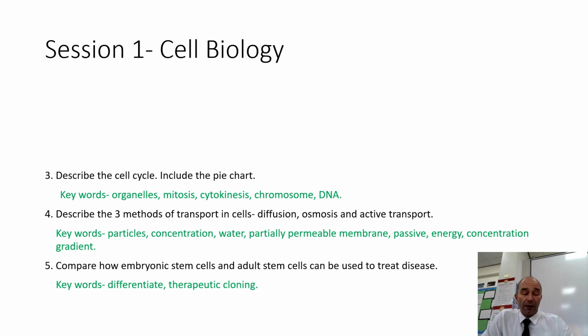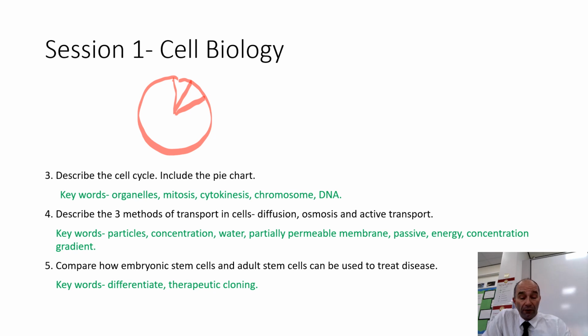Third activity is to describe the cell cycle, and the instruction is to include the pie chart. Now the pie chart, again, shouldn't take you long to draw a circle, and there's 3 parts to the cell cycle. That's what we're looking for, but you need to label it and explain what is happening at each of the 3 stages. So the keywords you need to include are organelles, mitosis, cytokinesis, chromosome, and DNA.